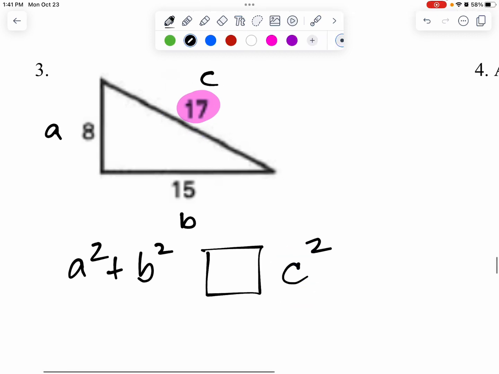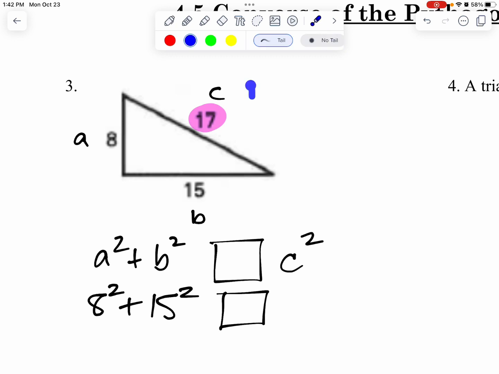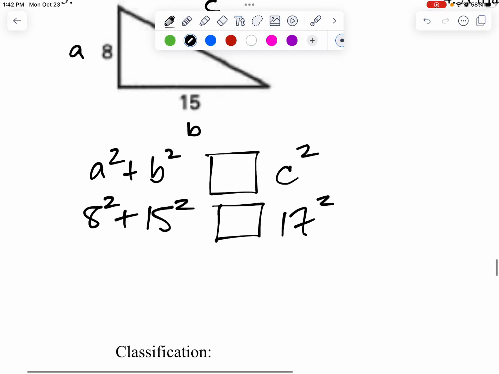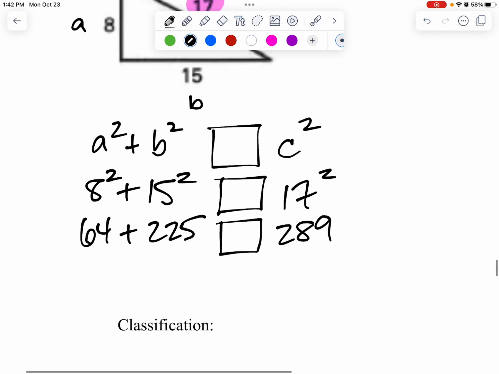C. All right, next to the A, I wrote 8, so it's 8 squared. Next to the B, there's a 15, so I'm going to put 15 squared. And the C is the longest side, that's 17. Now I'm going to use my calculator. 8 times 8 is 64. 15 times 15 is 225. 17 times 17 is 289. When I add these two together, see if I can do it in my head. 2, 8, 9.